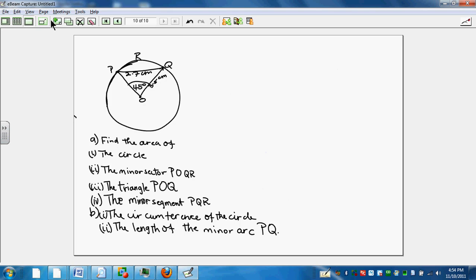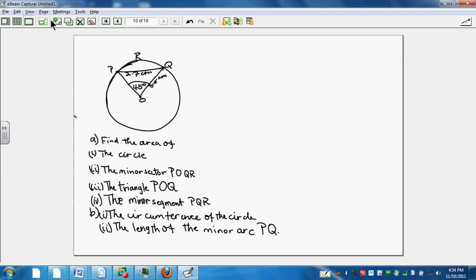Okay, so in this question, we are given a circle, and we are asked to find certain things from that circle. The first thing they ask us to find is the area of the circle. And the area of a circle is pi r squared.